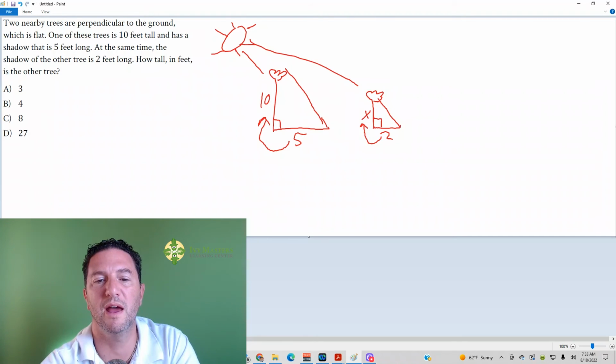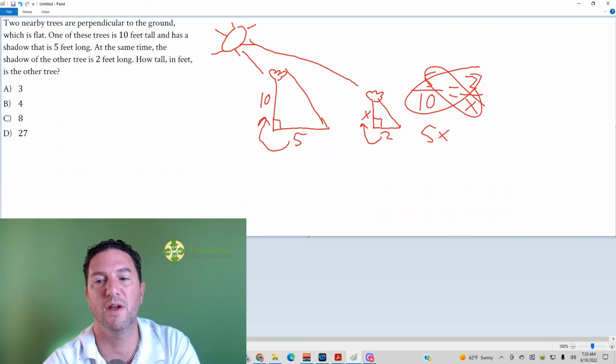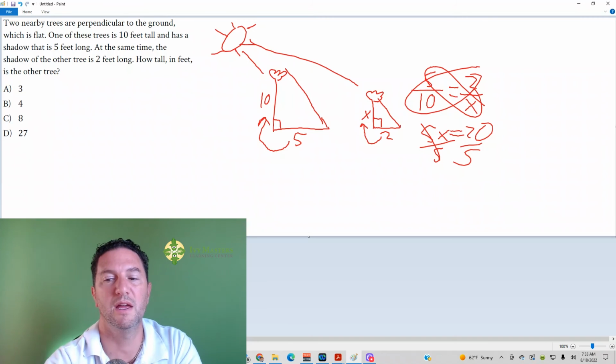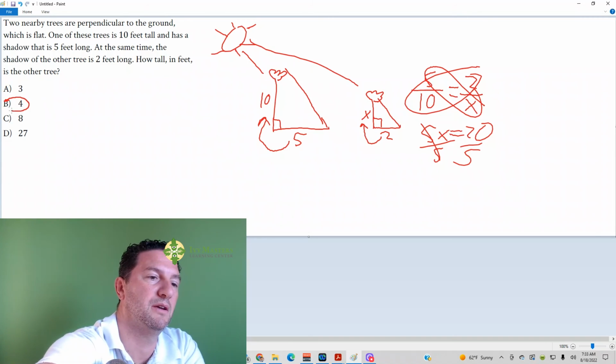If you don't see that, what you could do is, you guys usually like setting up the smaller number on top for a fraction. So we've got shadow length of the big tree over the length of the big tree. And then we've got shadow length of the small tree over the length of the small tree, which is what we're solving for. And then when you cross multiply and set equal, you get 5x equals 20, and divide both sides by 5 and you get your answer, which is B, 4.